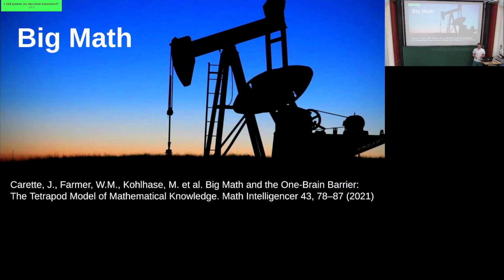So things like the classification of the finite simple groups, or something that I think is being undertaken now, proving Fermat's last theorem, something like that. And it is actually a term coined by lots of people who are in here today, like Michael Kohlhase, Jacques Carette. I haven't seen Florian Rabe yet. Not sure if he's... Oh, there he is. I just didn't see him yet. So all those people in that paper, Big Math and the One-Brain Barrier, the tetrapod model of mathematical knowledge. And this is what I'm referring to here.